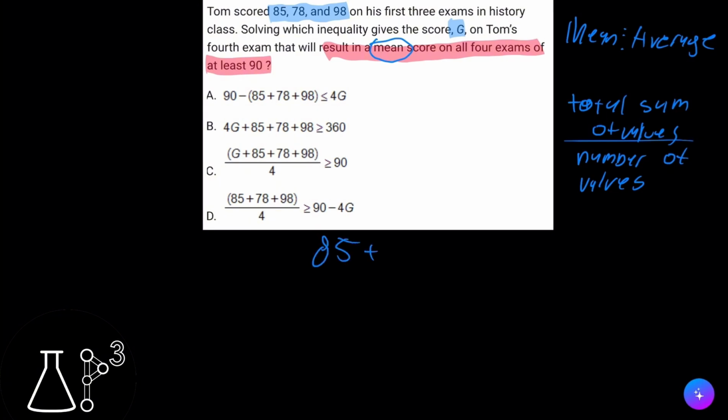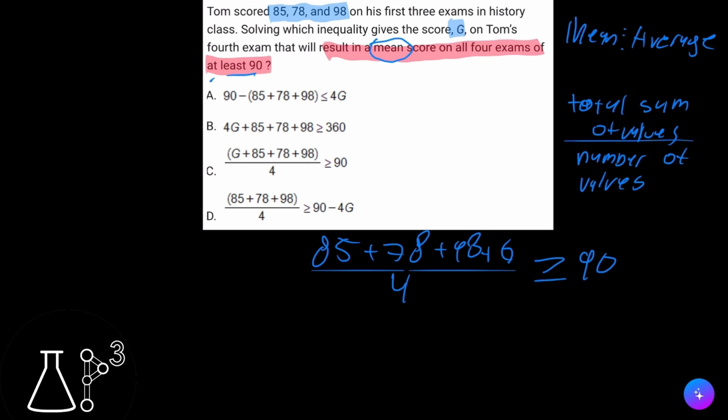So the mean will look like this. So I have 85 plus 78 plus 98 plus G. How many numbers are there? Well, as I can see, there's 4. So I'd get 85 plus 78 plus 98 plus G, and divided by 4 because the total sum of the values is adding them up together, and number of values is the number of numbers that are used, which is 4. And they're telling us that the score of all 4 exams is at least 90. So they have to be greater or equal to 90, and it's expressed in an inequality that looks like this.